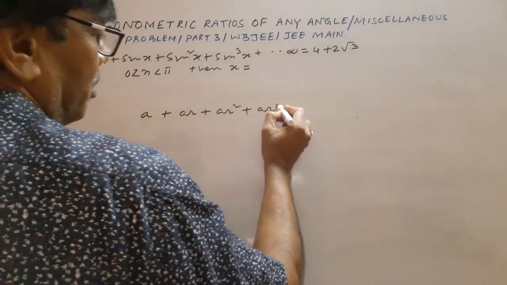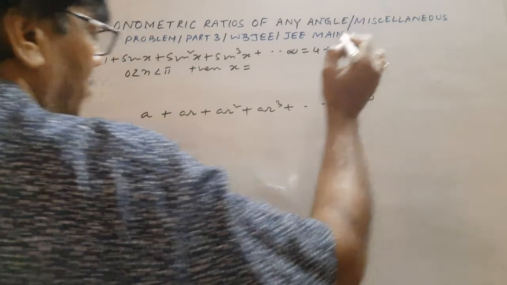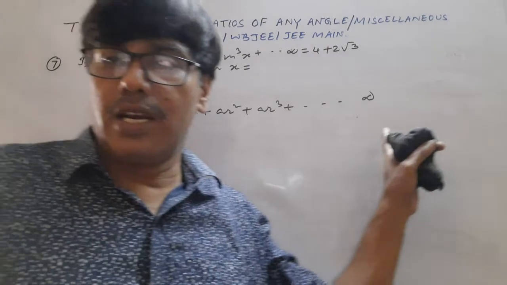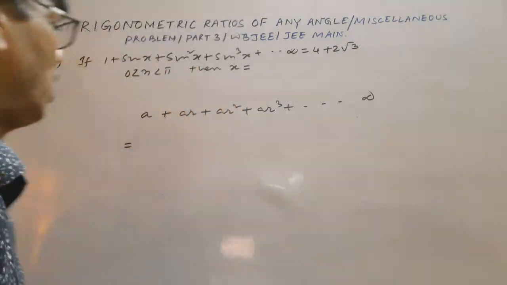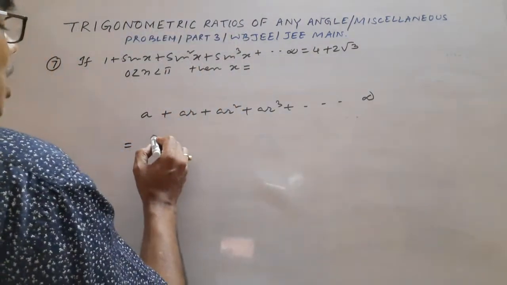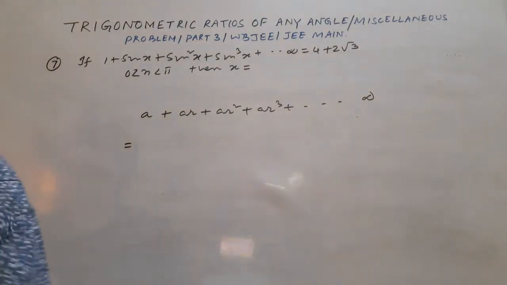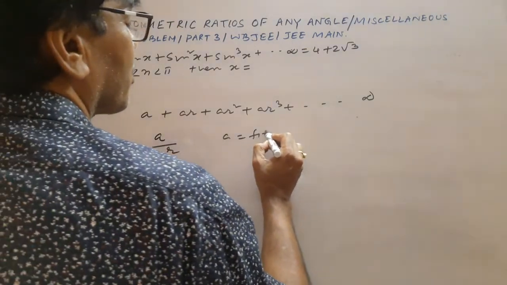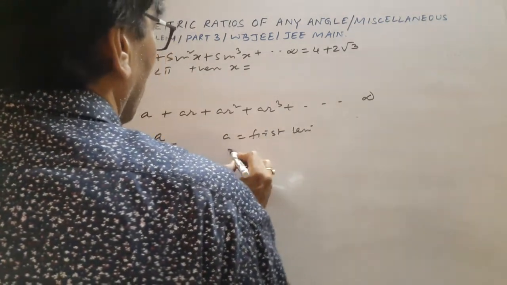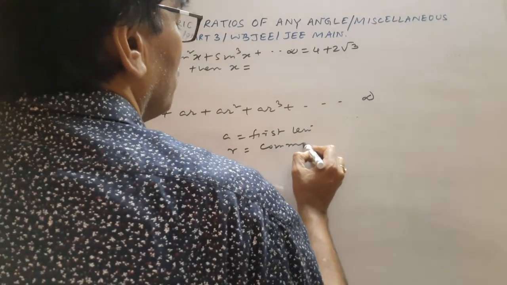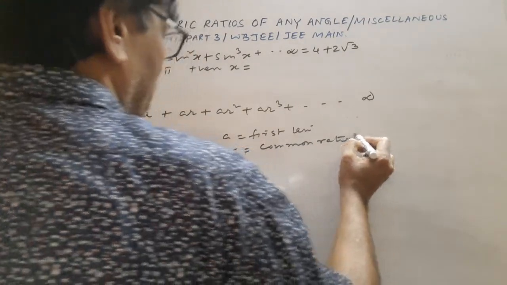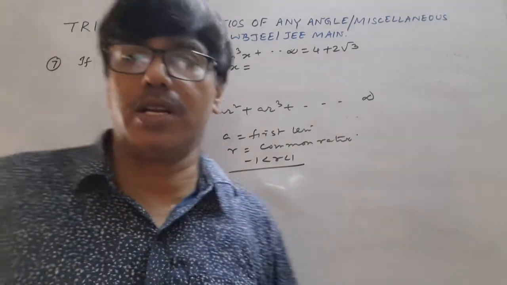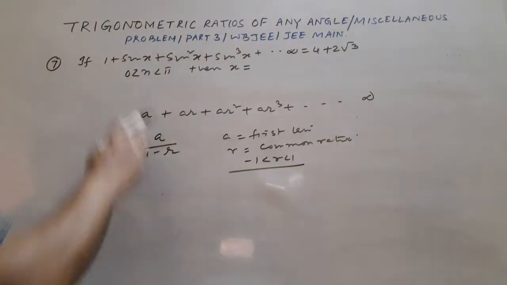a, a r, a r square. You learn later, you write the formula. If the number of terms is infinite, the ratio is the same. This is a GP series, and the number of terms is infinite, so it is an infinite GP series. So the sum is a by 1 minus r, where a equals the first term and r equals the common ratio, and r must lie between minus 1 to plus 1. This is our condition.